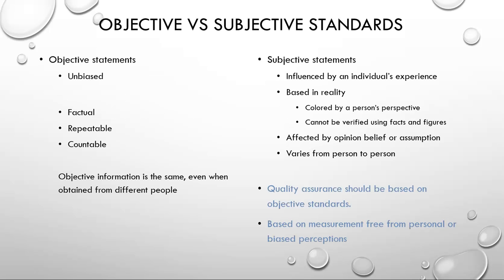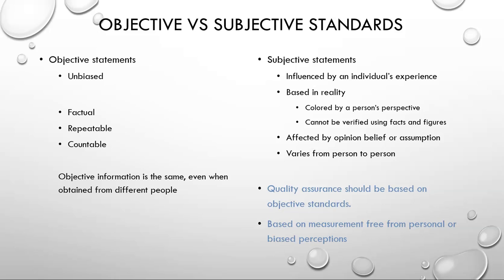The objective versus subjective standards of quality assurance are that objective standards are unbiased, factual, repeatable, and countable. Objective information is the same even when obtained by different people. Subjective statements are influenced by a person's individual experience. However, they are based on reality, and they are colored by a person's perspective. They can't be verified using facts and figures.